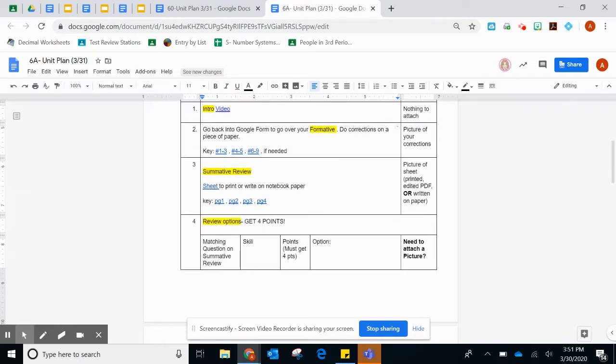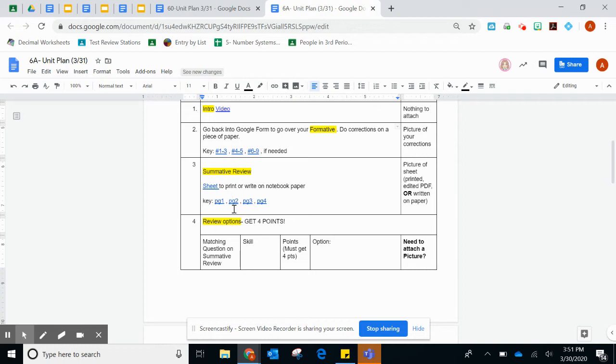Okay, we are also having a summative assessment though. So we just took our formative, but now it's time for a test, time for a summative. So you are going to do your summative review, like your study guide. The sheet is linked here if you would like to print it, or if you want to screenshot it and mark it up on your iPad, or you're always welcome to just write it on a piece of paper and attach those pictures.